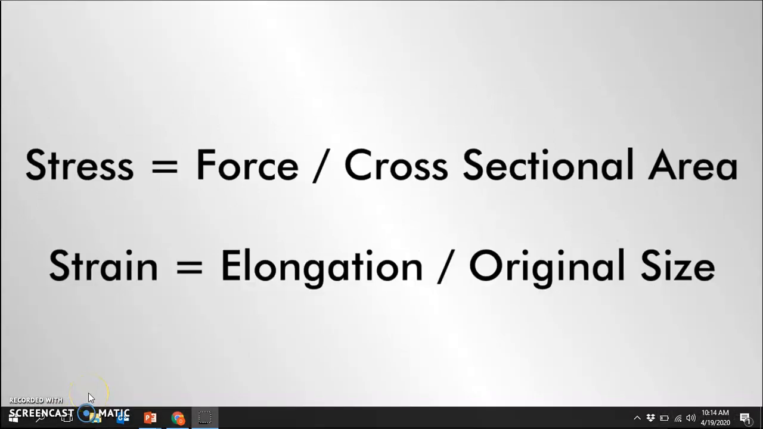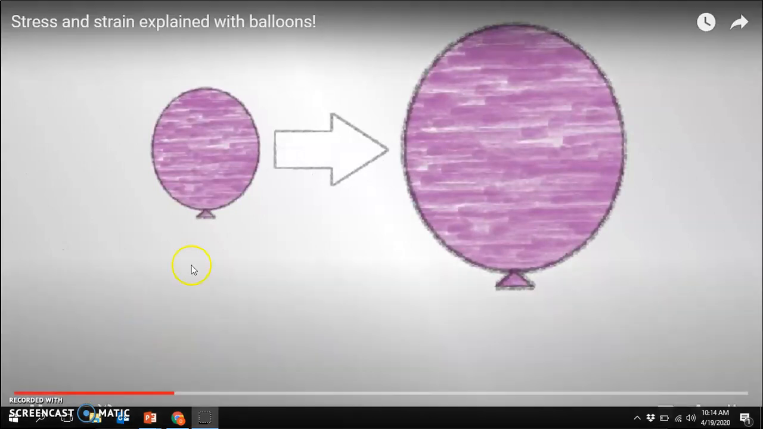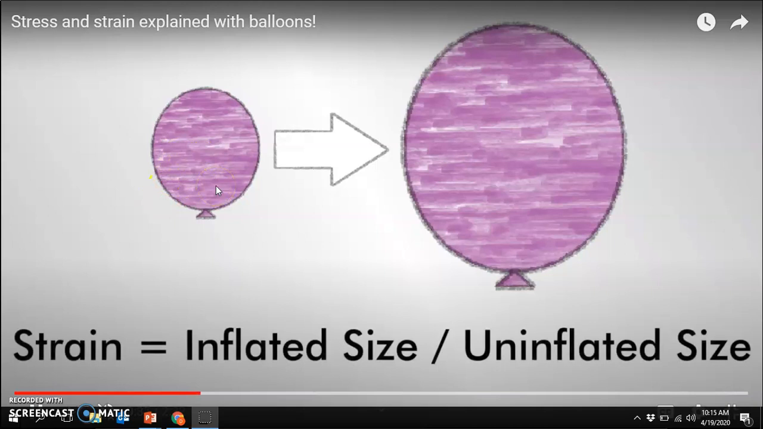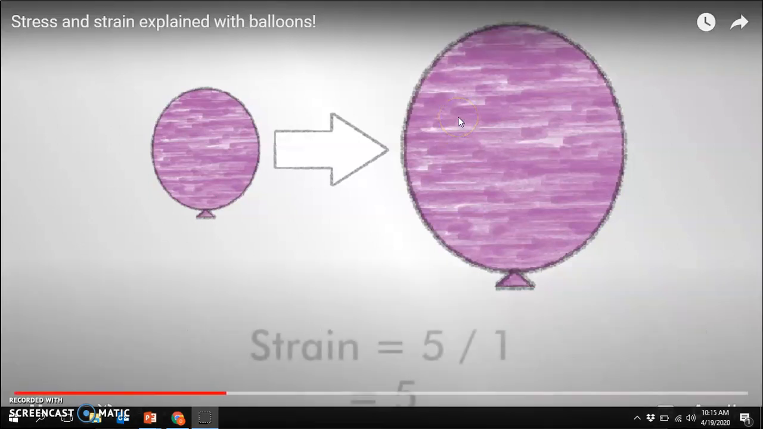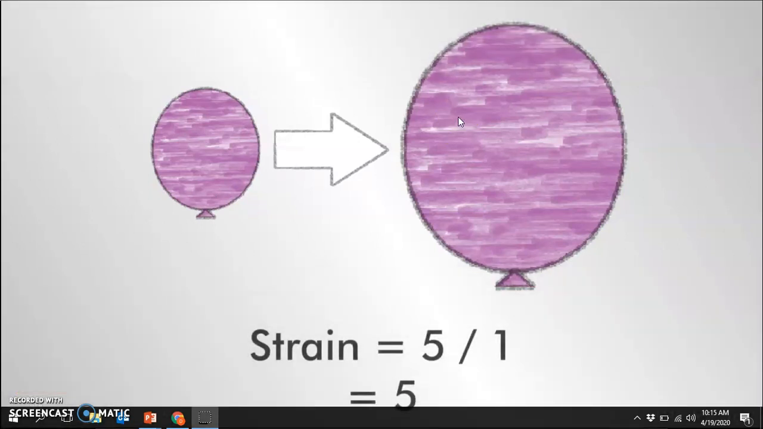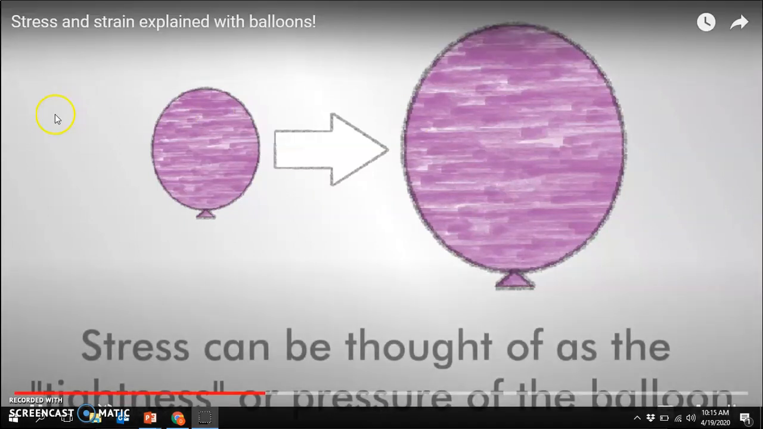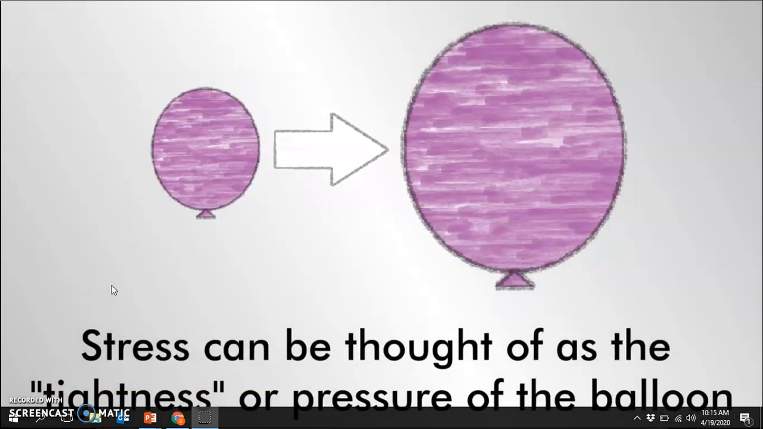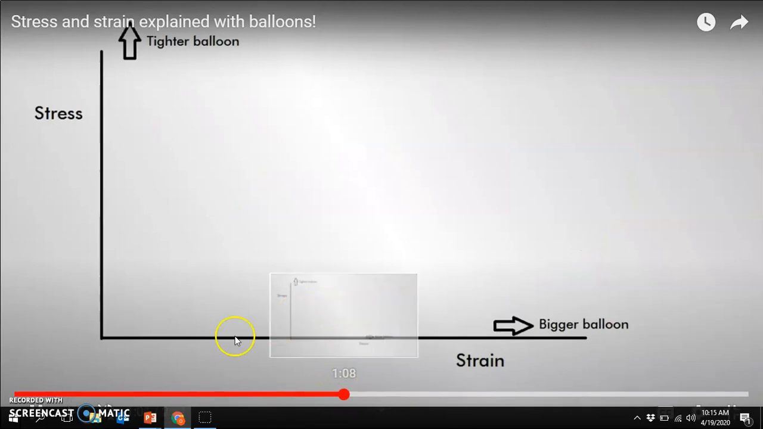So again, stress is the force over a cross-sectional area, and strain is the measure of how much it elongates as compared to the original size. So you have your balloon right here. Here's your original balloon size. As you add air or you increase the pressure or stress, what's going to happen to the balloon? It's going to increase in size. We then like to put the stress versus strain on a graph, where on the y-axis you're going to see the stress, and on the x-axis is going to be your strain. And then as we increase the stress, we're going to see what happens to the strain.